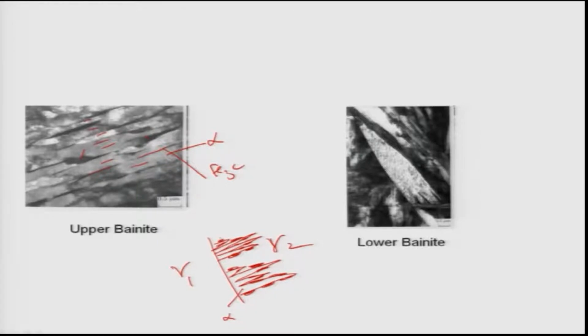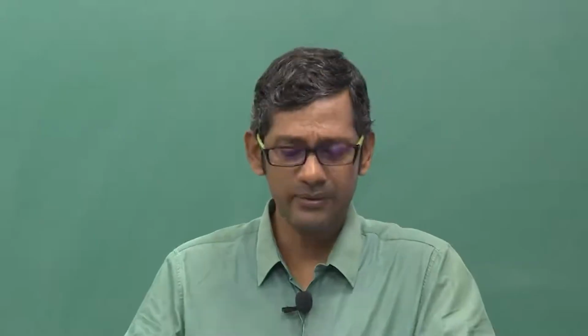This is a typical structure of upper bainite. This is what you have to understand: how the transformation happens. Transformation basically happens in the way that when undercooling is very large, nucleation of alpha is very easy, because undercooling large means driving force for the nucleation and growth is high.